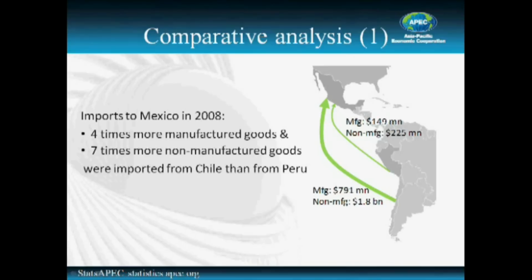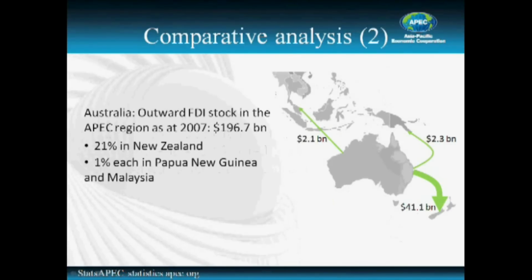StatsAPEC also allows for comparative analysis. The next 4 examples come from the Bilateral Linkages database. For example, you can see that Mexico's imports from Chile are substantially higher than imports from Peru. In 2008, Mexico imported 4 times more manufactured goods and 7 times more non-manufactured goods from Chile than from Peru. The actual US dollar amounts are shown on the map.